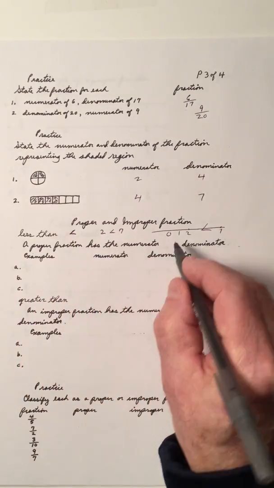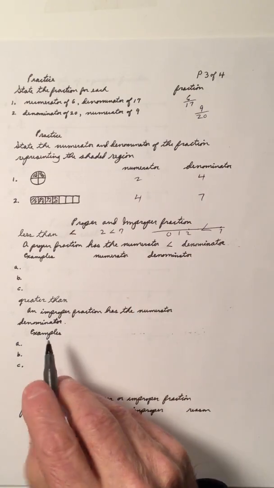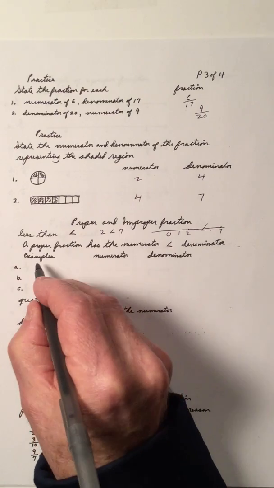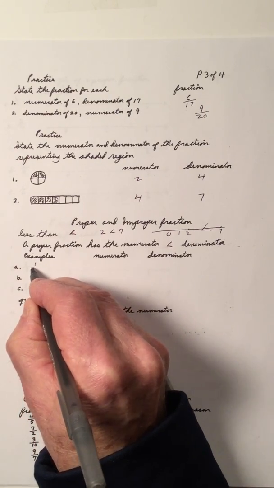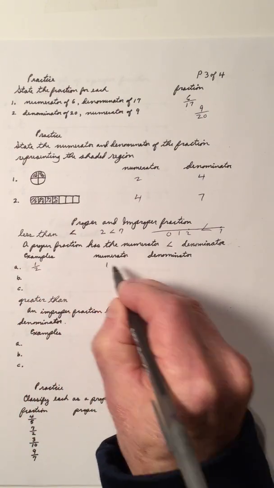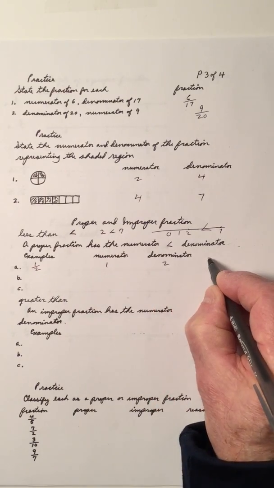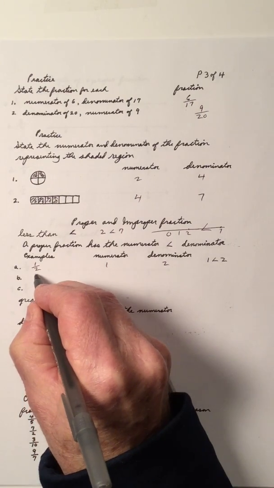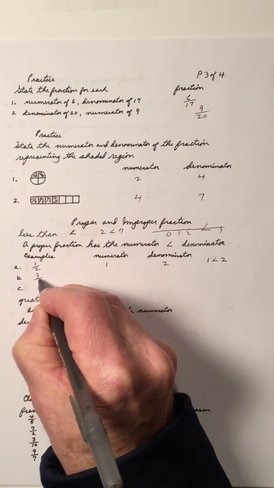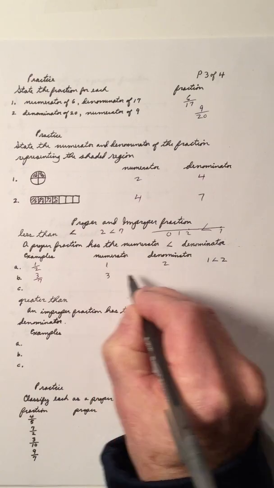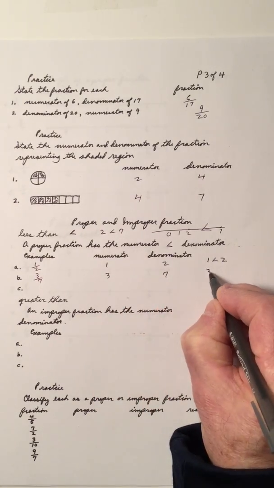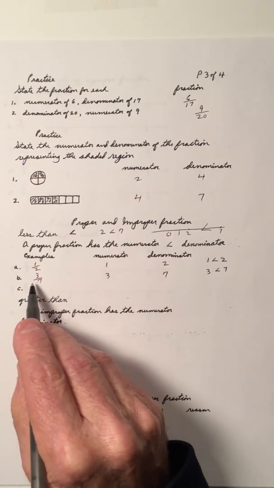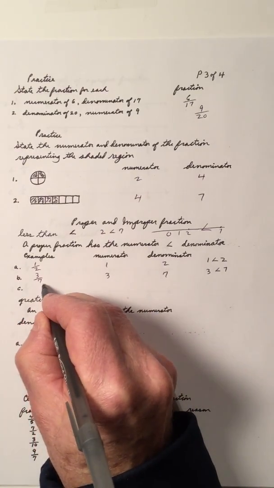A proper fraction has a numerator less than the denominator. I use the symbol here, less than. Example, a proper fraction could be 1 over 2. Numerator 1, denominator 2, so 1 is less than 2 because it's to the left on the number line. 3 out of 7. So 3 is the numerator, 7 is the denominator, 3 is less than 7. These are proper fractions when the numerator is less than the denominator.